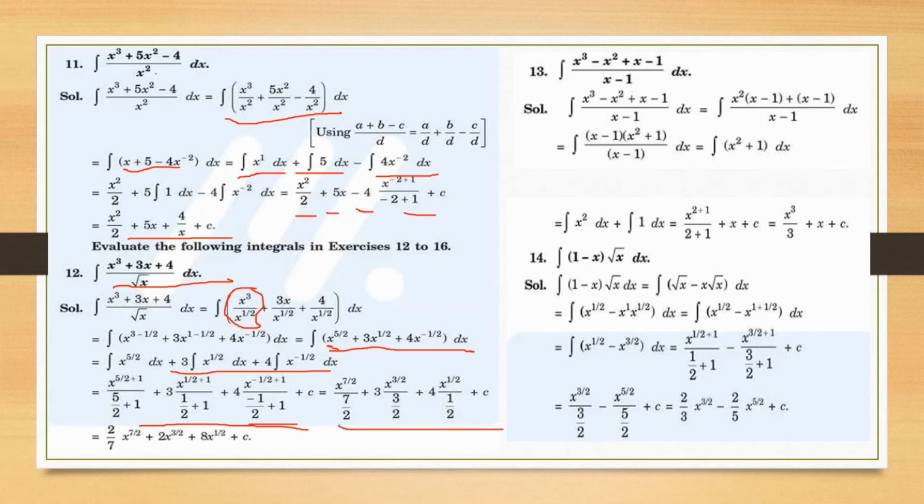Number 13 is again, now see this. Here you cannot split the numerator like this, but search for the factors. If I associate these two, I can take x square common and I can break the term into factors x minus 1 into x square plus 1. And this will get cancelled and my function is simple now. And the integral is x cube by 3 plus x plus c.